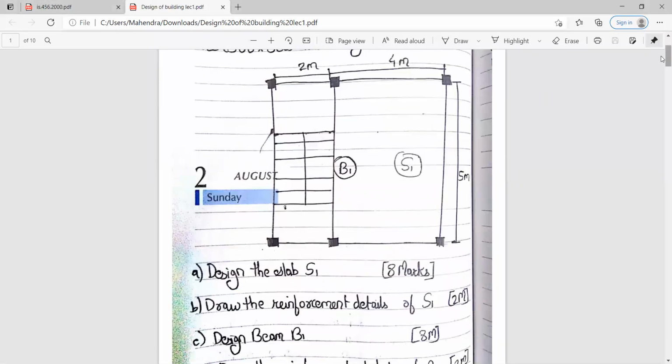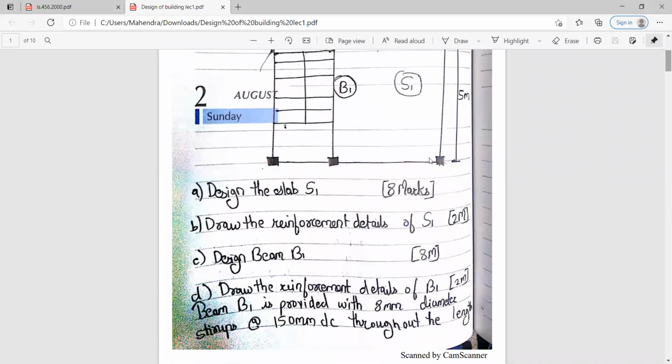They have told you to design the slab, that is S1, that will consist of 8 marks. Then they have told you to draw the reinforcement details of S1, for which you will get 2 marks. Then design of the beam B1 again for 8 marks, and draw the reinforcement details of B1, that is for 2 marks. So this is the bifurcation of the 20 marks.